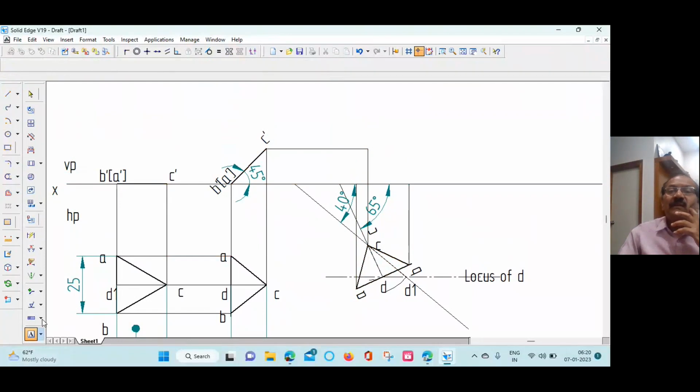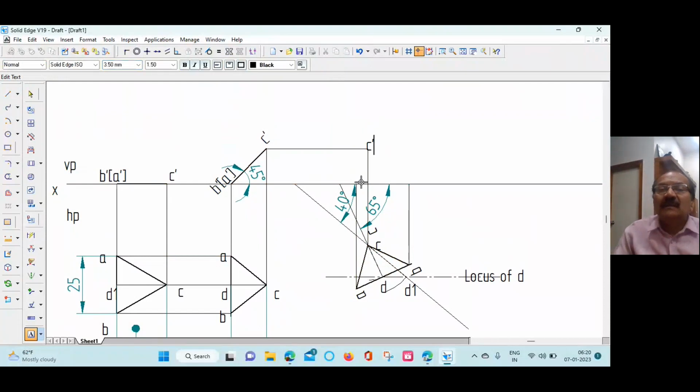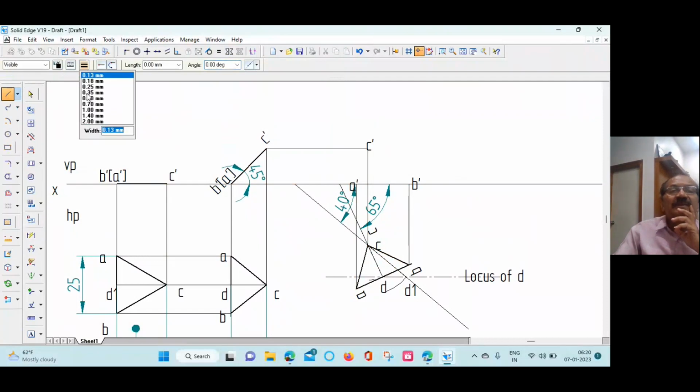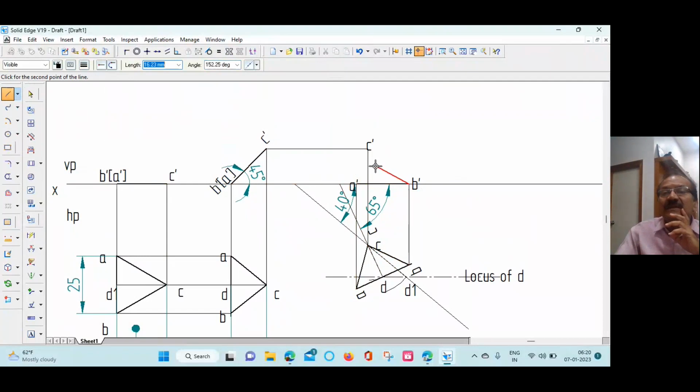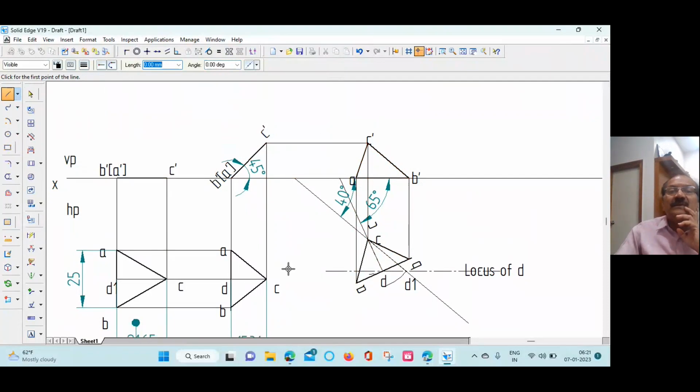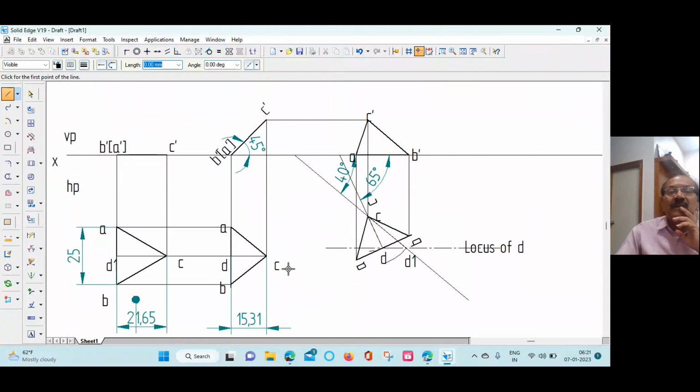So name it. This is C dash. Here, this is A dash. This is B dash. Then exit, go to line command. Select the 0.5 mm thickness. Draw a line from A dash to B dash, B dash to C dash, C dash back to A dash. So this is the solution for the problem.